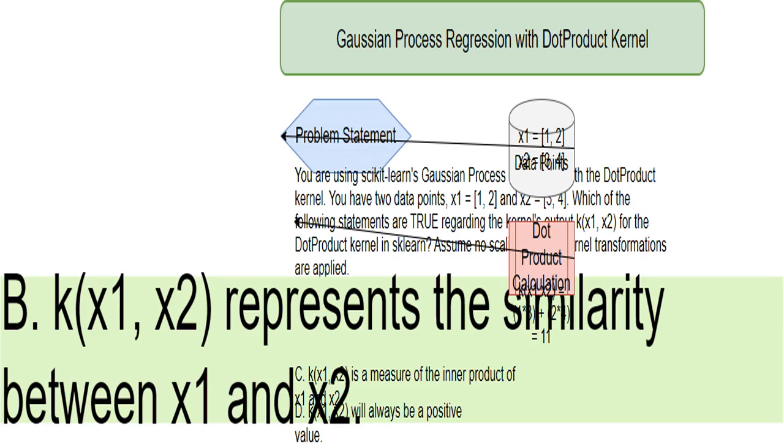This is true. I calculated the dot product: 1 times 3 plus 2 times 4, which equals 11. That's the value k(x1, x2).